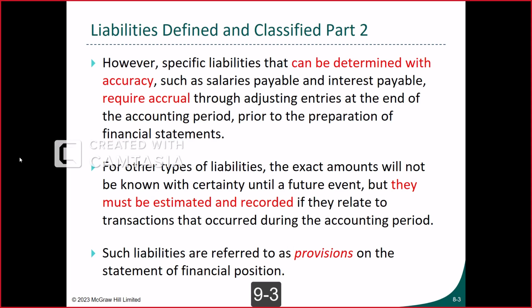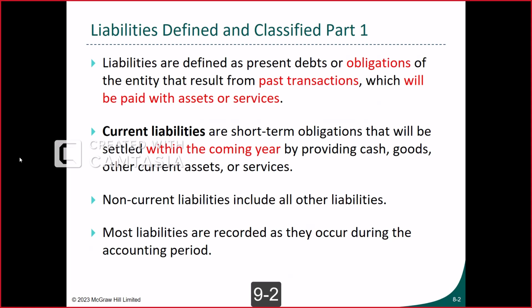Mhm. Can you use the definition of a liability to answer this question? So it's an unfulfilled obligation. It's an unfulfilled obligation from the definition of a liability, and that could have happened in the future. It results from a past transaction. What was the past transaction? A sale. And it will be paid with an asset or a service, for example, a repair service, right? In the future.